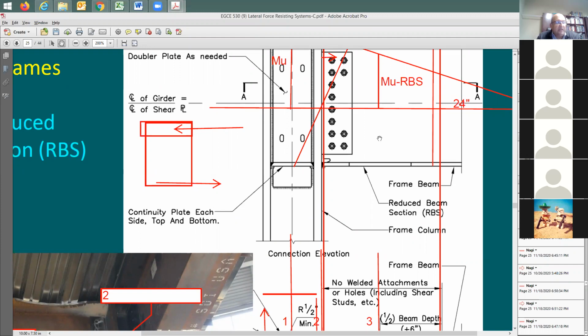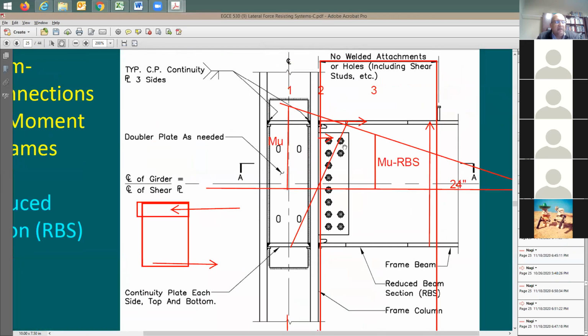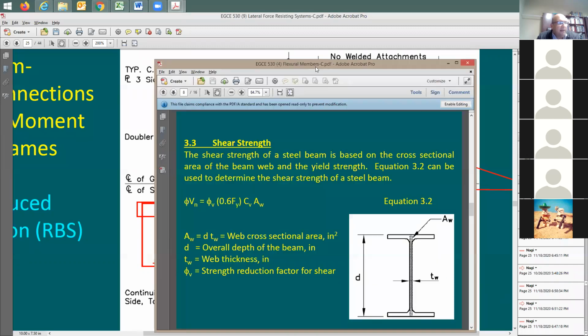It's going to be gravity and seismic. But when you look here at the gravity loads compared to the seismic loads, the seismic is going to be much, much larger, to a point that you can ignore the gravity loads. So mainly the tension in the beam is caused by the seismic loads.